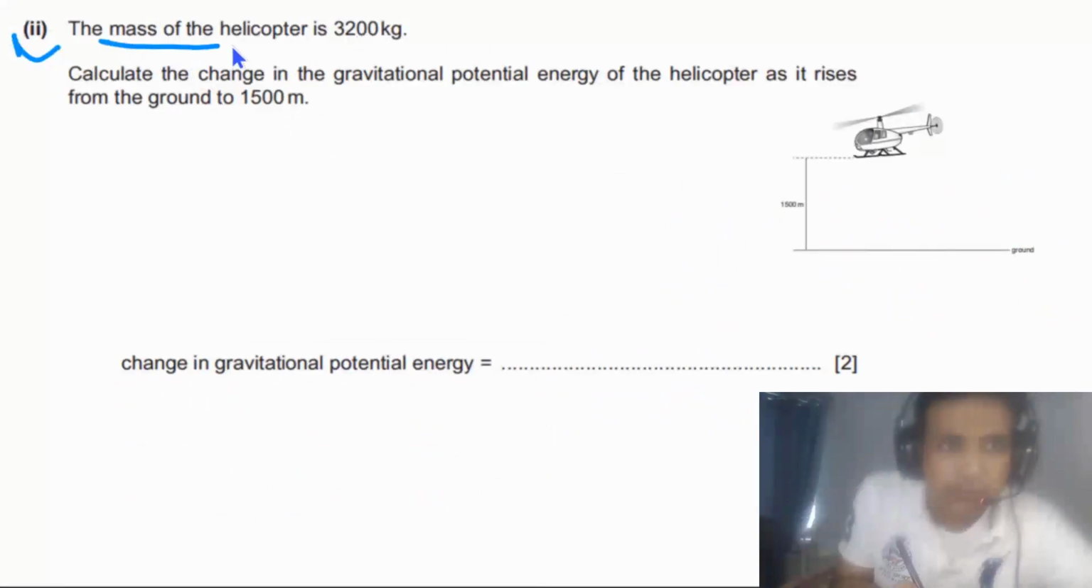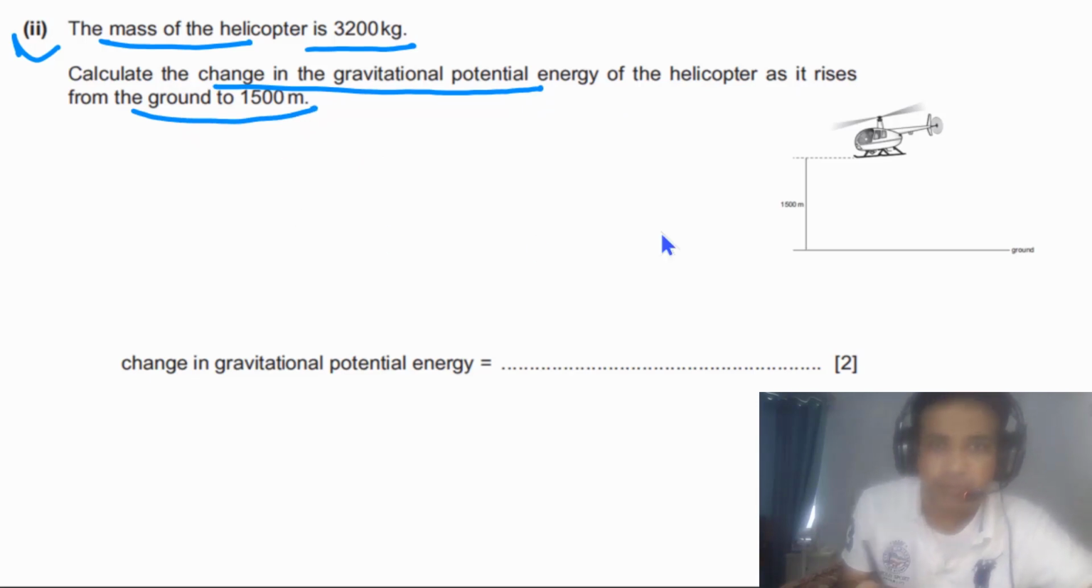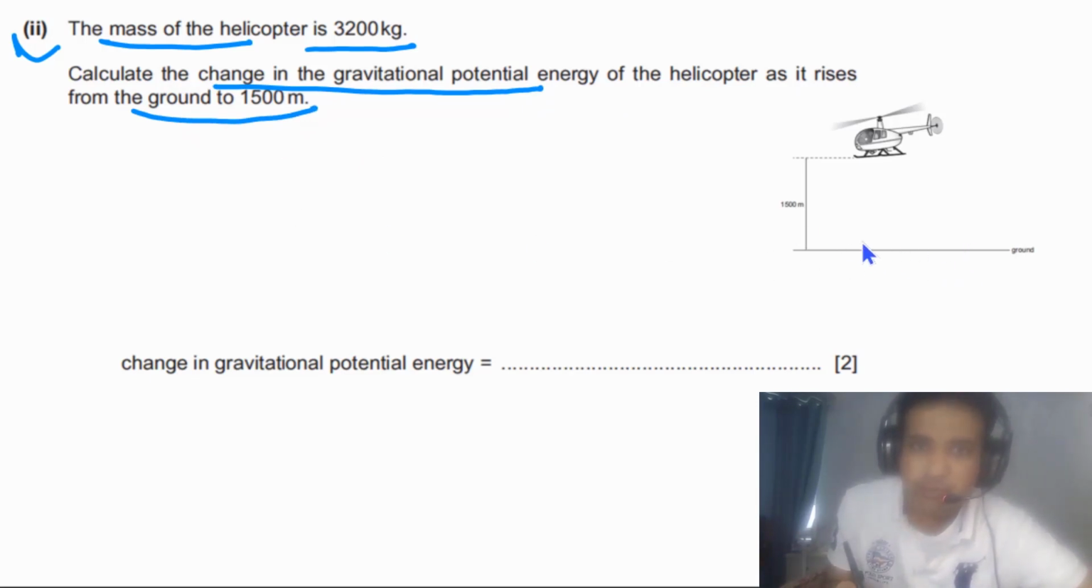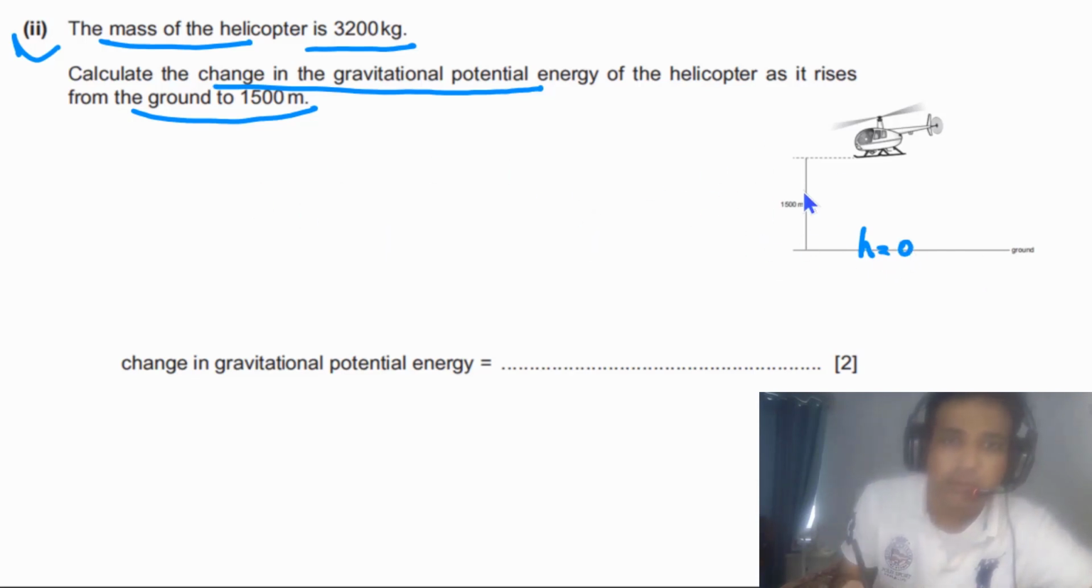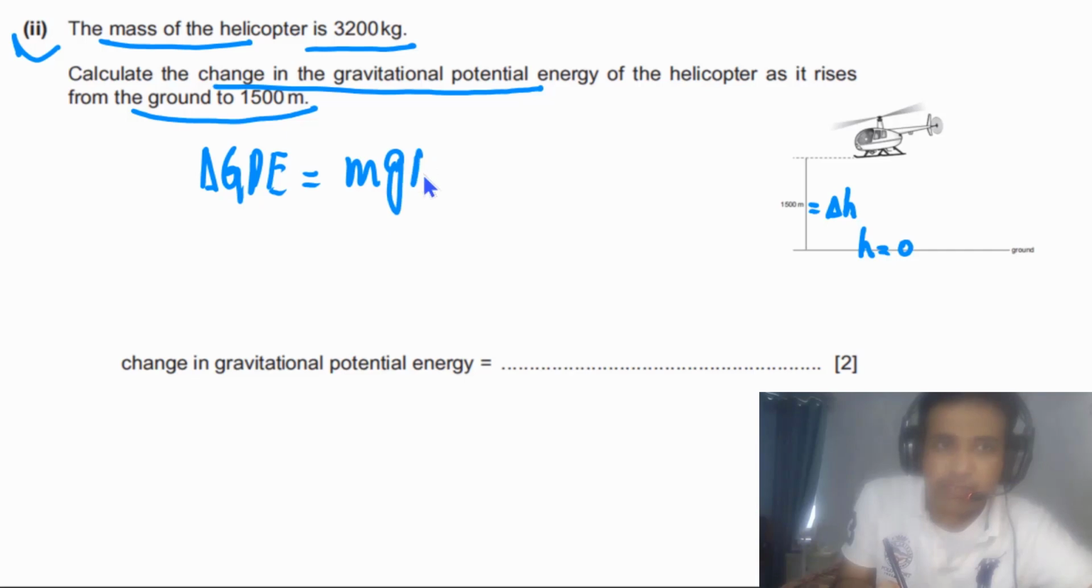The second part says the mass of the helicopter is 3200 kg. Calculate the change in the gravitational potential energy of the helicopter as it rises from ground to 1500 meters. So ground we can take as our reference point, means h is equal to 0 here. So the change in height we can call delta h. We need to calculate change in GPE, so we can write delta GPE. This will be equal to mg delta h, the change in gravitational potential energy.